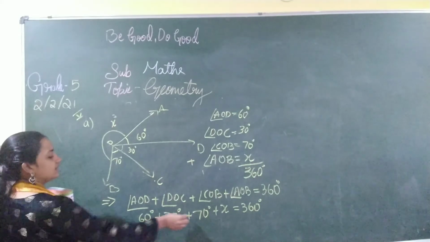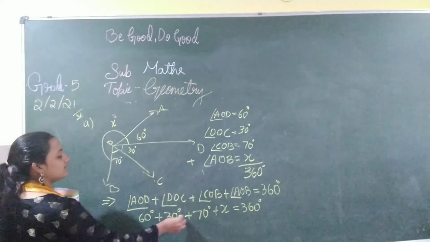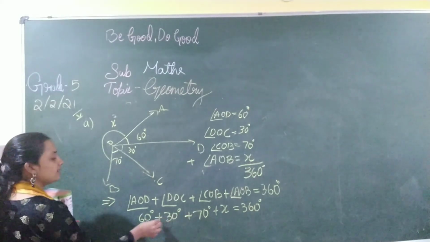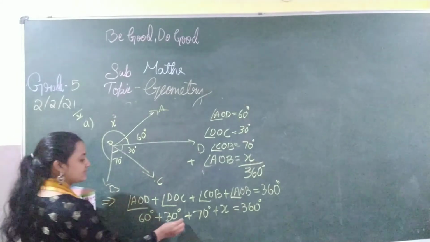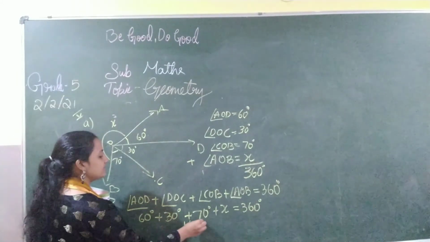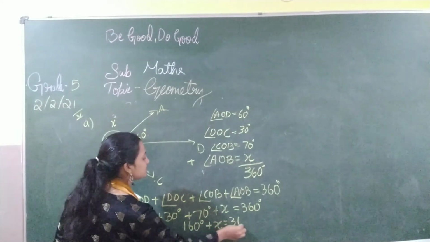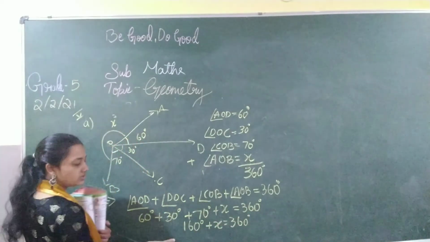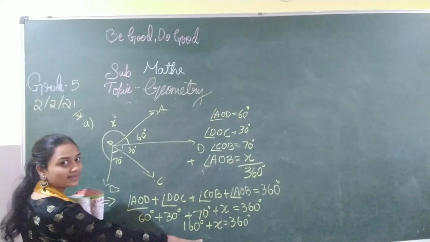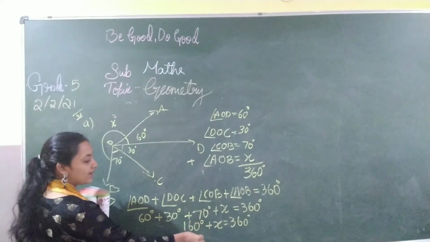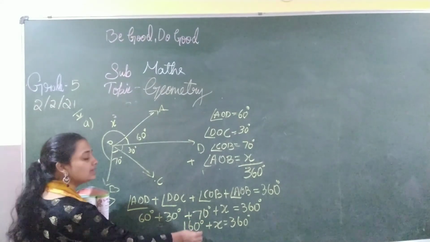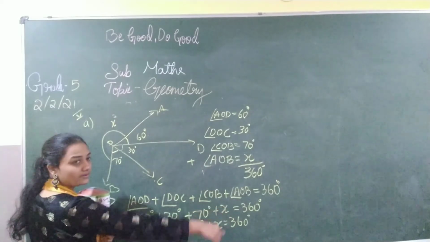So whatever is here, let me add first. So 70 plus 30 is 100. 100 plus 60 is 160. 160 plus x is equal to 360. Now you know the steps, right? When I want to find x, what should I do? I should keep x on my left side here only. Send the 160 to my right side.